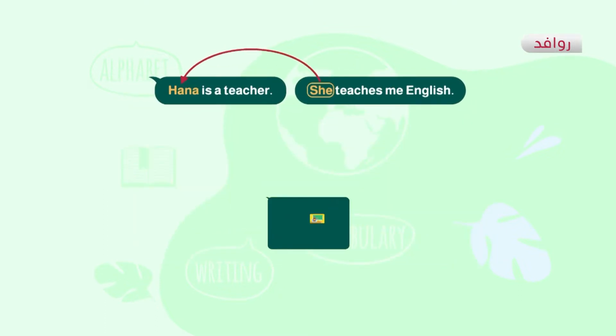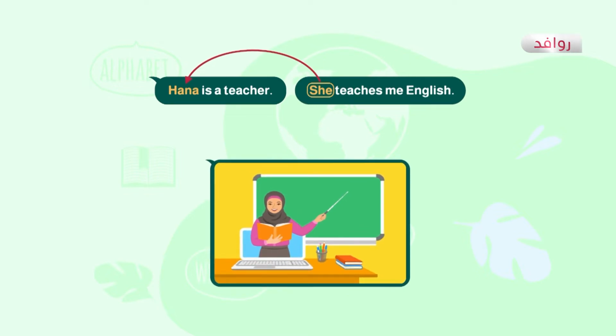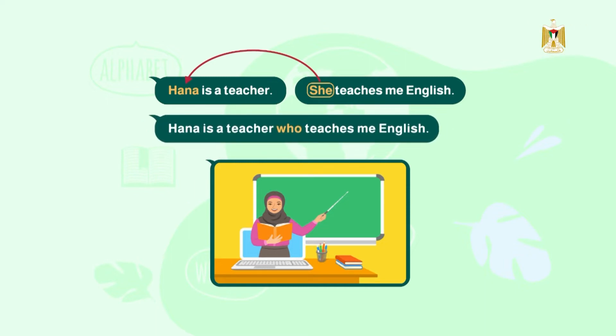Let's see this example. Hana is a teacher. She teaches me English. How many sentences do we have here? كم عدد الجمل الموجودة هنا؟ Yes, 2. Notice the subject of the second sentence. It's she. She في الجملة الثانية. It refers to هناء. تعود على هناء. We can join the two sentences using who. بإمكاننا ربط الجملتين باستخدام ضمير الوصل who. I can say هناء is a teacher who teaches me English.